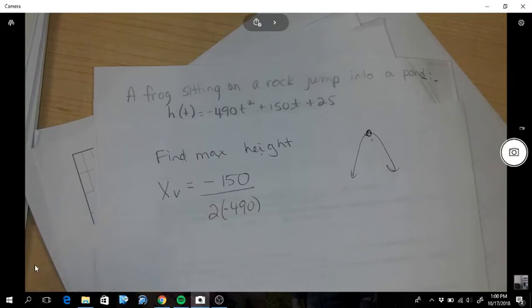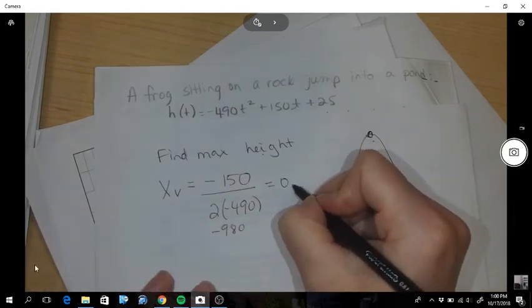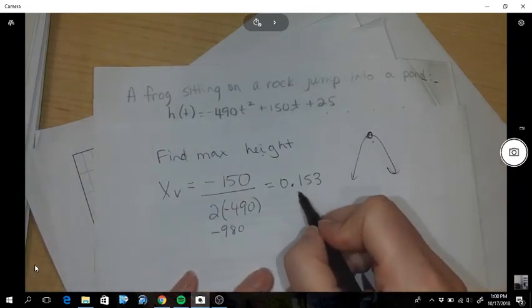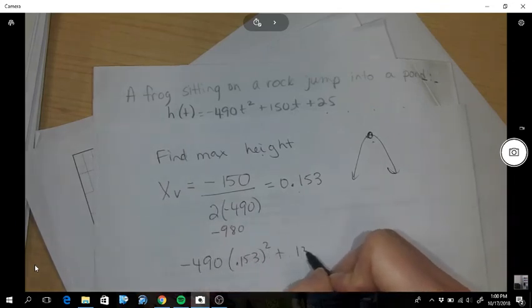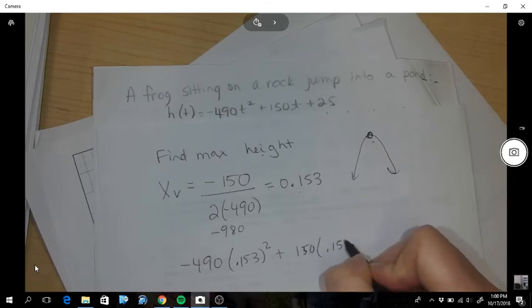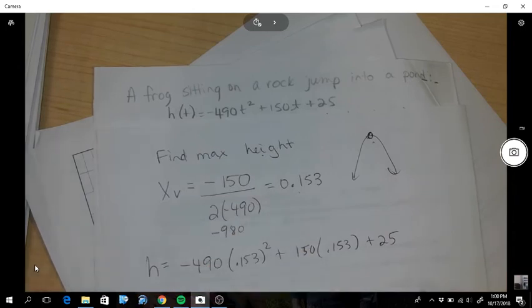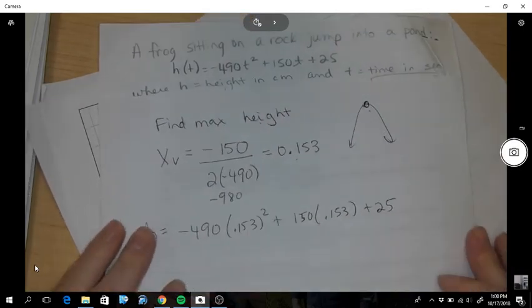So that's negative 980. So that's 0.153. Then you plug this in. Negative 40 times 0.153 squared plus 150 times 0.153 plus 25, and that will equal your height. Once we plug that in, you get 36.5.